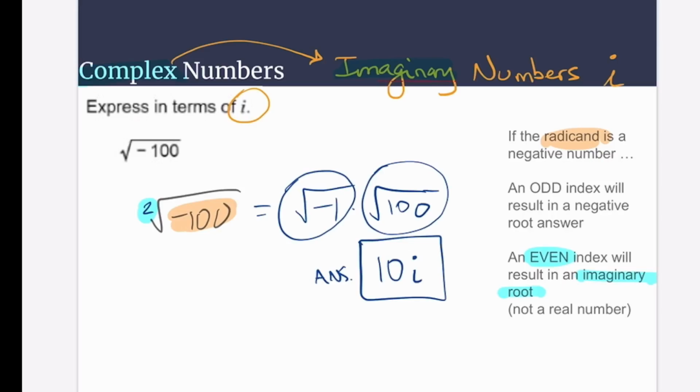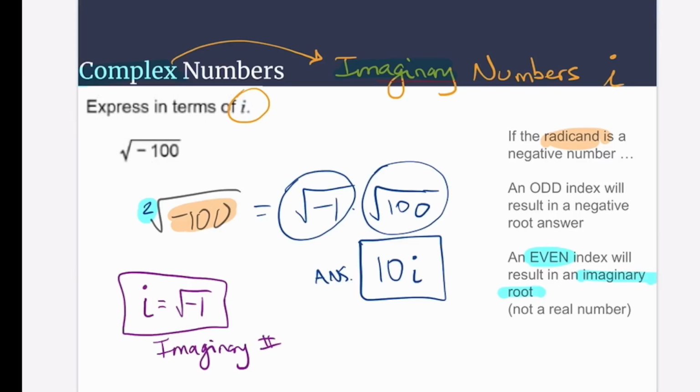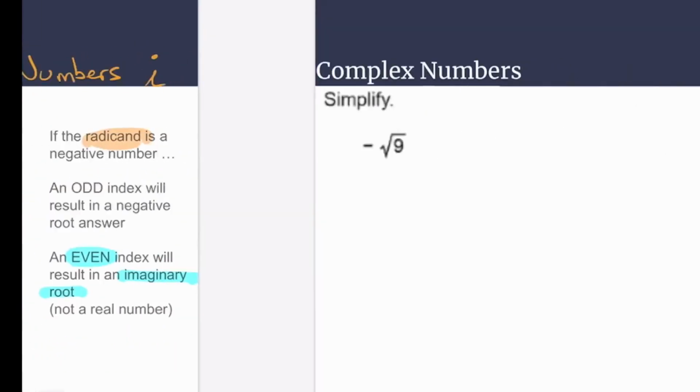So for complex numbers, the definition really is that we can replace any radical negative 1 with the letter I. This is what we call imaginary numbers. And in a broader sense, they're called complex numbers. So we'll look at another example.